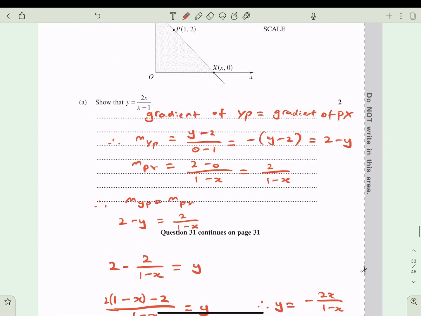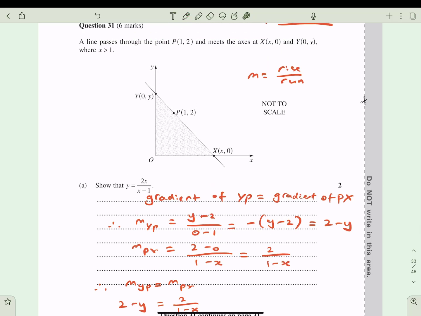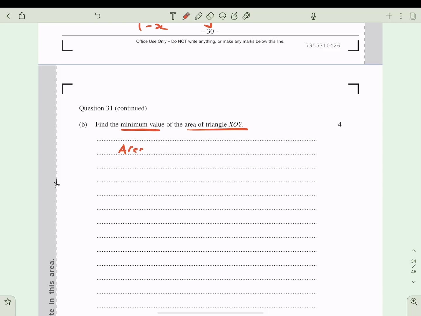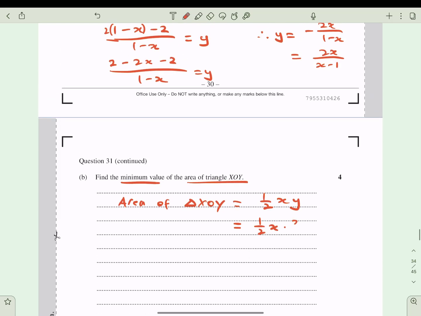So looking at our diagram, we need to find the area of triangle XOY, this triangle here. To do that, we're going to have to do half times base times height. So the area is going to be half times x times y. Now we know what y is in terms of x. That's the point of part A. So let's write that down. The area of triangle XOY is equal to half xy, so half times base times height. And from part A, we know that y was equal to 2x over x minus 1.